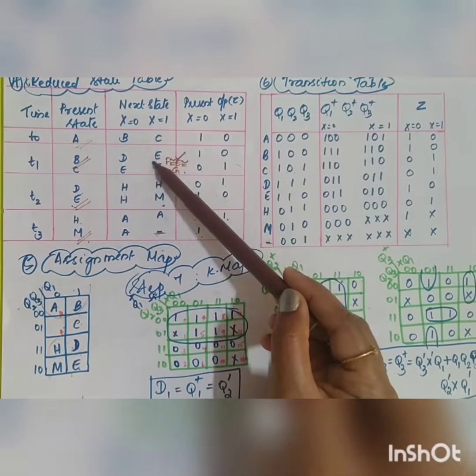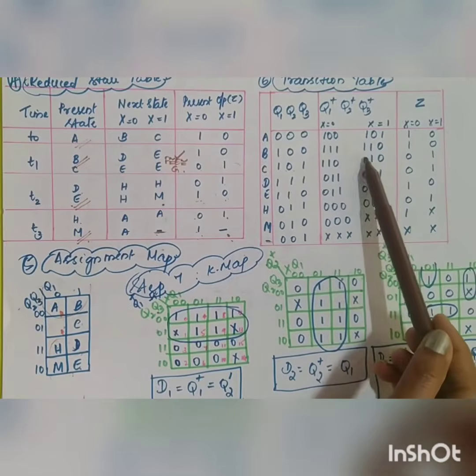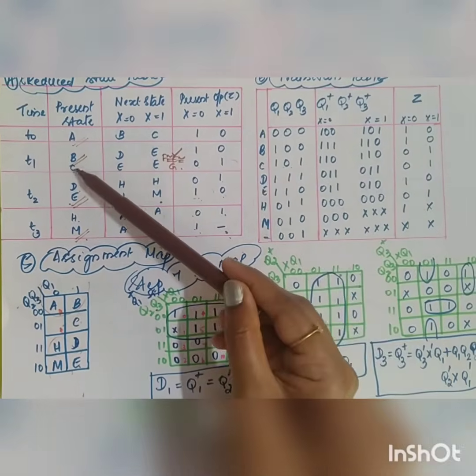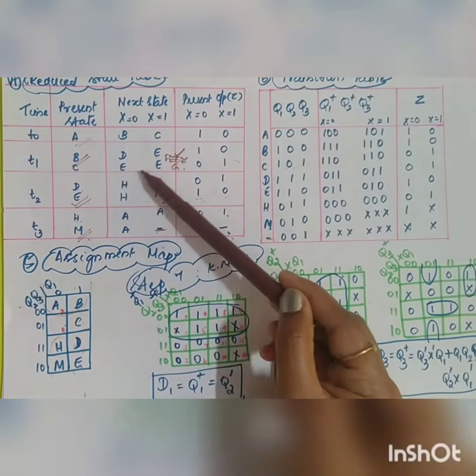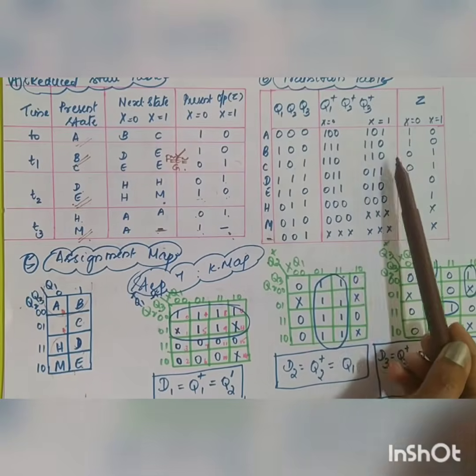Similarly, when x is equal to 1, what is your next state? Next state is equal to E. E is equal to 1, 1, 0. So 1, 1, 0. Next, let us take the next state, that is C. C, what is the next state? It is E. Both are E. Right? E is 1, 1, 0. So 1, 1, 0, 1, 1, 0.